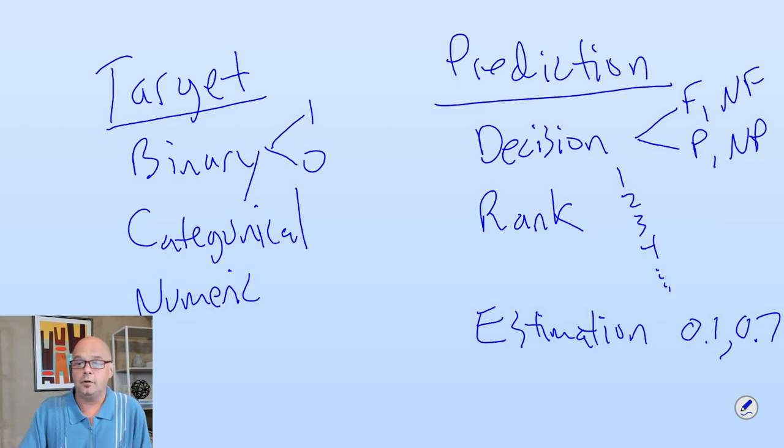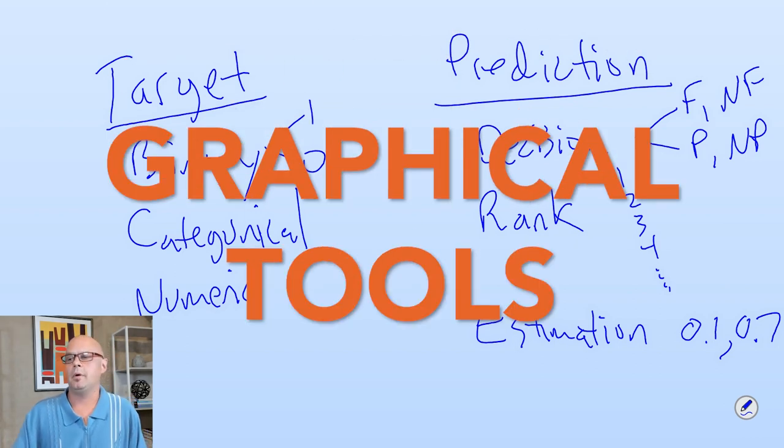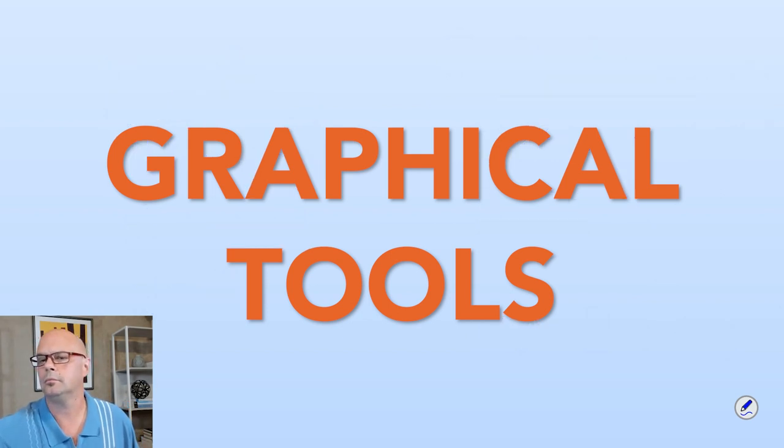So let's talk about some of the graphical tools that we might use to compare models. Again, focusing on a binary target, one common graphical tool for comparing models or assessing their performance is the ROC chart.